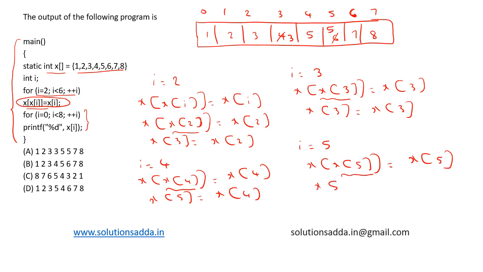So x of 5 will be assigned the value of x of 5. So we are assigning the value 5 itself. Now i equal to 6. The loop breaks. Now we are printing the values from 0 to 7. So the values are this: 1, 2, 3, 3, 5, 5, 7, 8. And based on the options, option A, 1, 2, 3, 3, 5, 5, 7, 8. So option A is the right choice here.